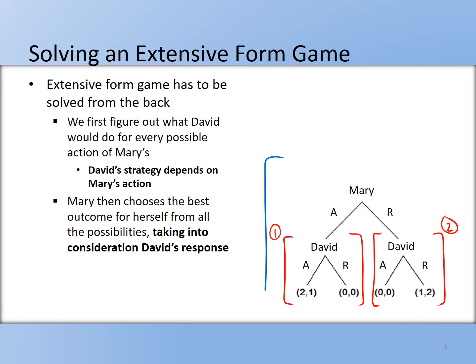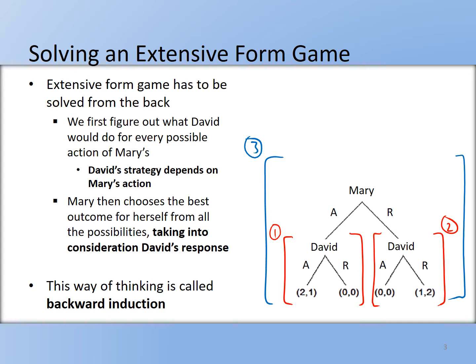And Mary, so you solve, in this case, let me say 1, 2, you solve these 2 cases, and then you move 1 step up and ask what Mary would do. This is number 3. So see the way it works? Solve the bottom, 1, 2, and then go back up. This is the 3rd case you have to solve. So this is called backward induction.